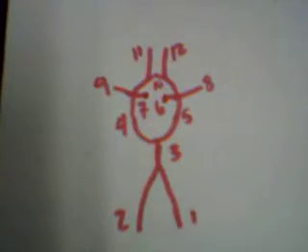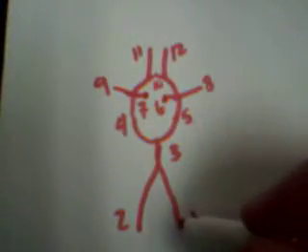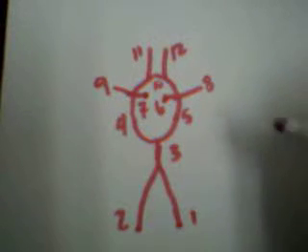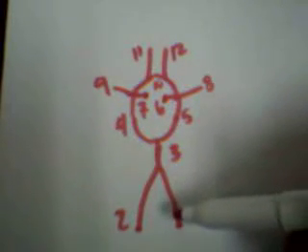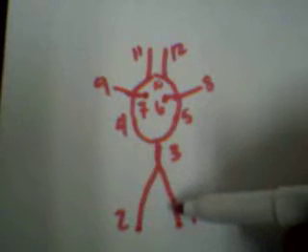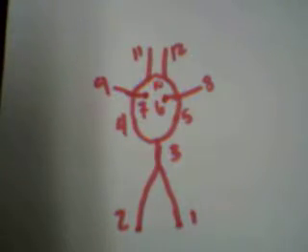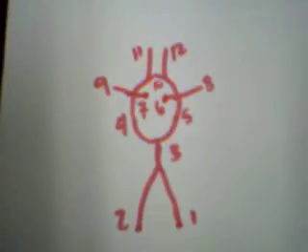The other route for blood flow to the brain is through the vertebral arteries, and the vertebral arteries are illustrated here as 1 and 2. The vertebral arteries are branches off of the subclavian arteries. So the right and left vertebral arteries branch off of the right and left subclavian arteries respectively.